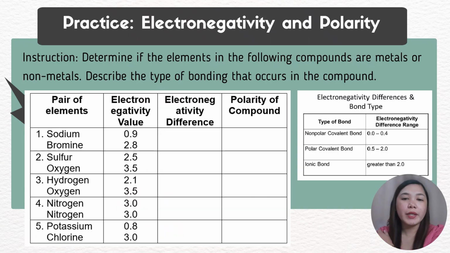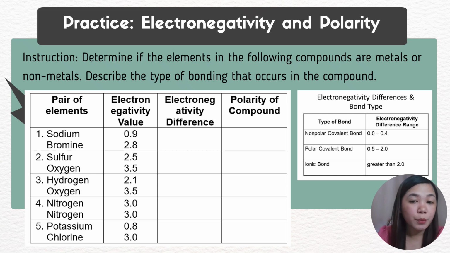Let us put it this way as our example. I have already posted earlier our table, our basis to identify the polarity and the electronegativity of our compound. So let's say, for example, we have the first pair of elements, sodium and bromine. Sodium has an EN value of 0.9, while bromine has an EN value of 2.8. Again, regardless of which comes first, you always have to remember to subtract the smaller value from the greater value. So you have 2.8 minus 0.9.